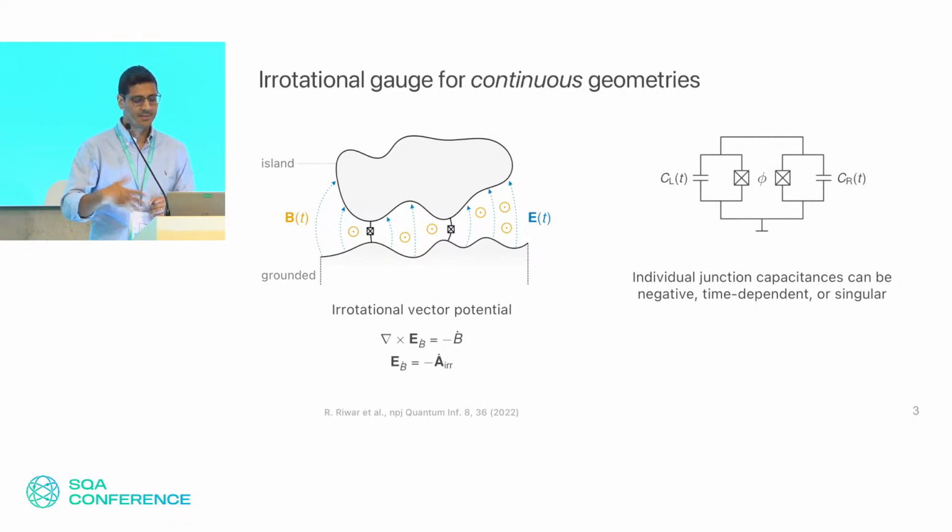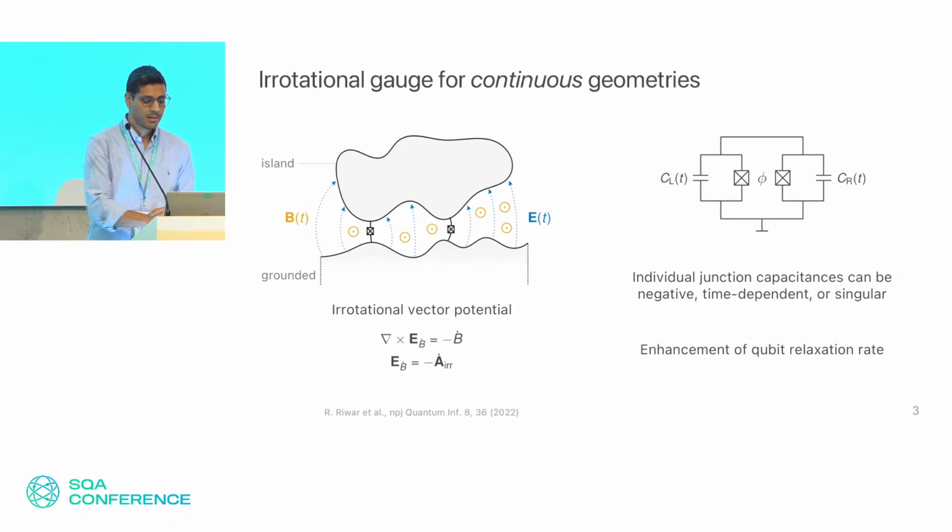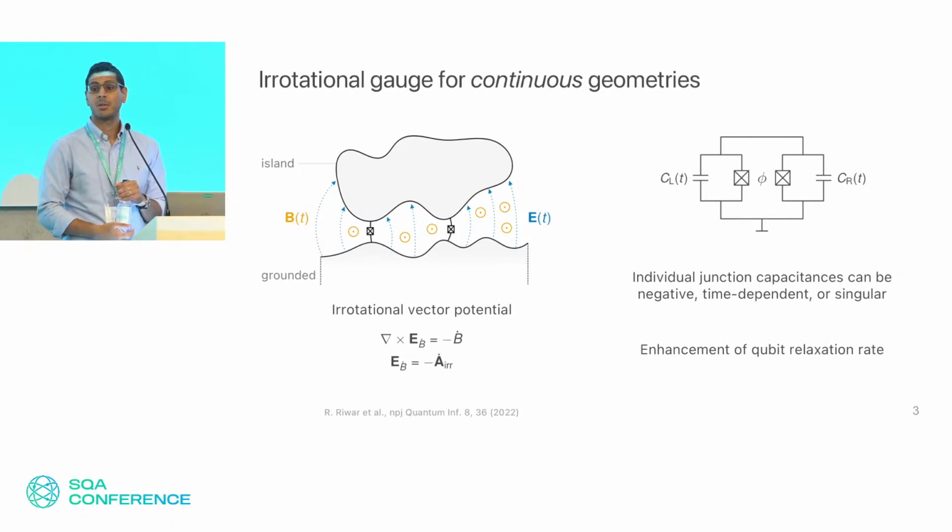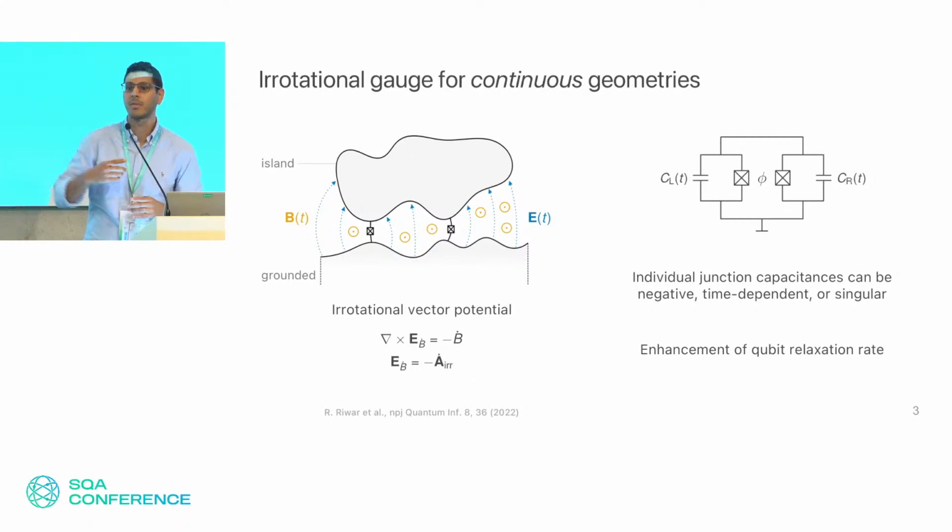And of course, these negative time-dependent capacitances can have different consequences. But to name a few, they can, for instance, lead to a strong enhancement of the qubit relaxation rate, much higher than the lumped element approach would predict. And secondly, you see that the Hamiltonian is now a function of two time-dependent parameters here, C left and C right, which means that you have a two-dimensional parameter space, so you can acquire Berry phases by moving in this space. Of course, if you're interested, you can find more consequences in this reference.